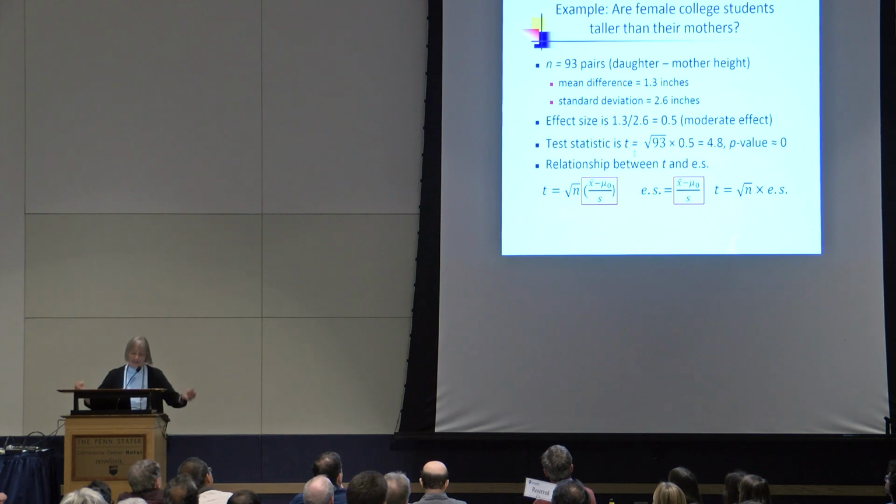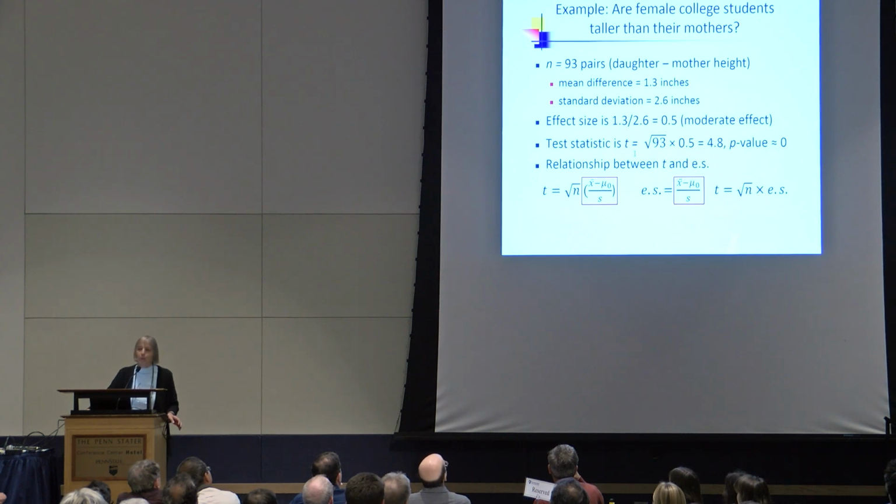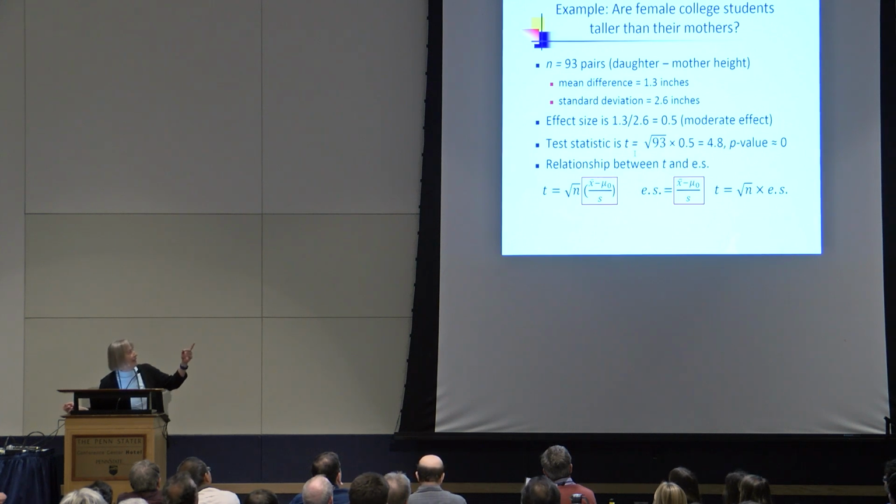I collected some data on my own students, on whether women students these days are taller than their mothers. I found an average difference of 1.3 inches with a standard deviation of 2.6 inches, which works out arithmetically to an effect size of 0.5 if we're testing whether there is a difference between current students' heights and their mothers' heights. That's considered a moderate effect. Moderate effects supposedly are not visible to the naked eye, but you can detect them with statistics. In this case, the t-statistic comes out really large, 4.8, so the p-value is essentially 0 for the hypothesis that students are not, on average, taller than their mothers. But I wanted to point out the effect size and how it relates to the t statistic here.